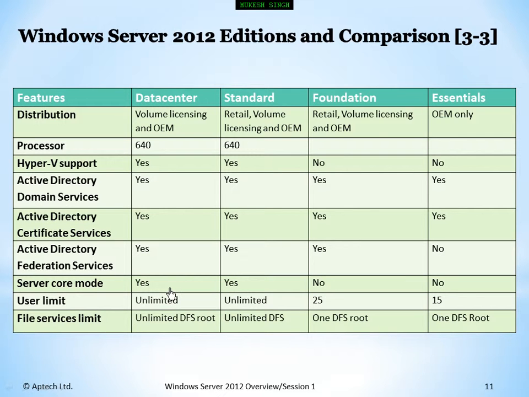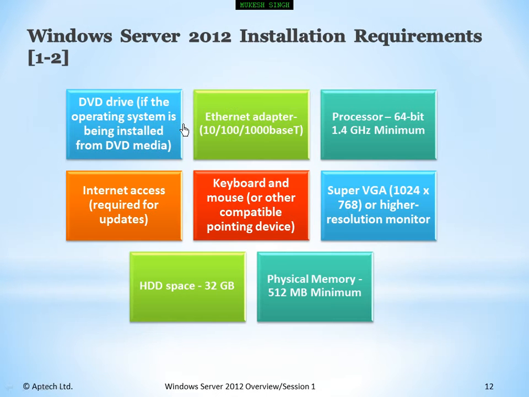Server Core is supported by Datacenter and Standard edition. User limit is unlimited for Standard and Datacenter, whereas Foundation has a big difference. Foundation has only 25 user support and Essential has only a 15 user limit. File services, unlimited DFS roots, unlimited DFS. One DFS root is there, only one, because Foundation and these two have only one distributed file system. So you will give a look here. The Standard and this one almost have the same features. The only difference between those is that Datacenter gives support for fault tolerance.